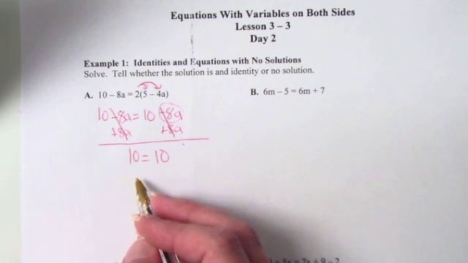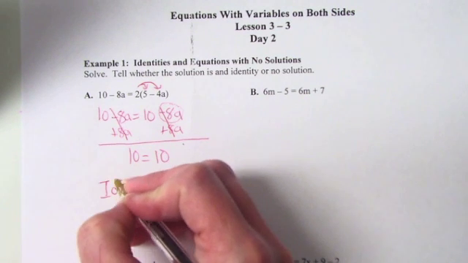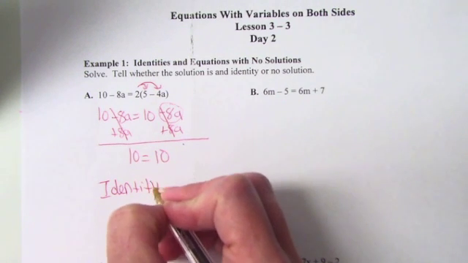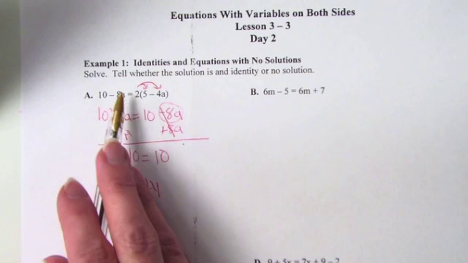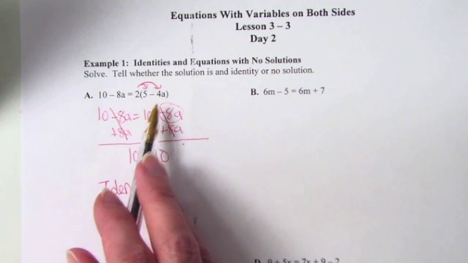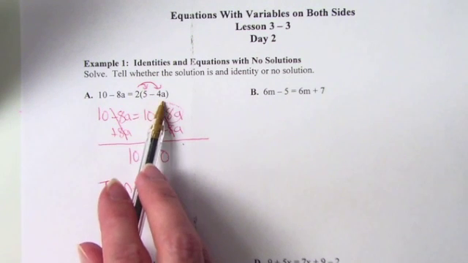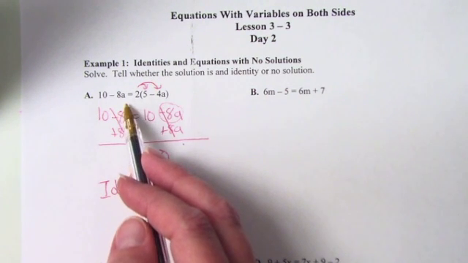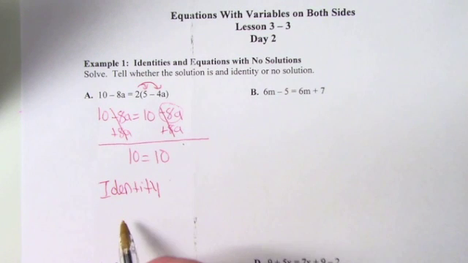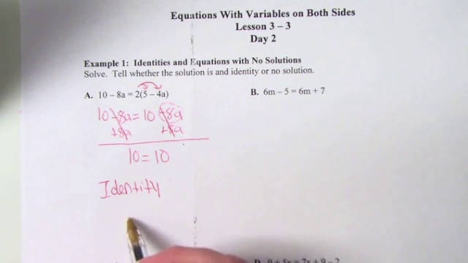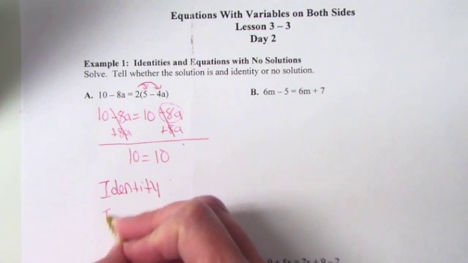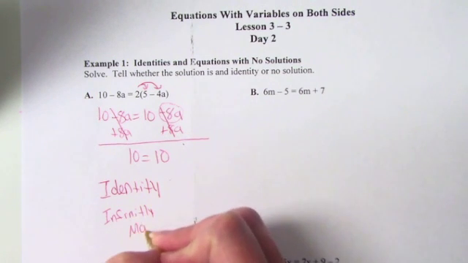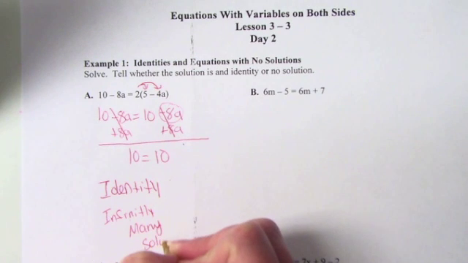So when we have a true statement, we call this an identity. What this means is that it doesn't matter what numbers we plug in for A, we're always going to get an equivalent on both sides. So if we were to plug in any number, it doesn't matter what number it is for A, we would still get two equal statements. So that's what we call an identity. Okay, it has infinitely many solutions, and we call that an identity. Okay?